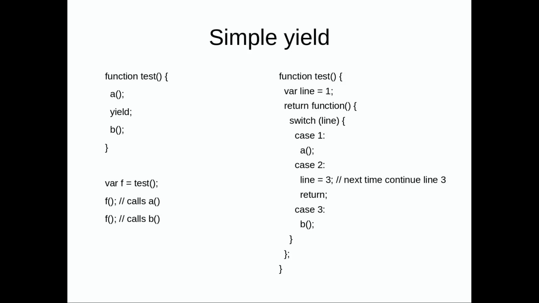And on the right-hand side, you see what it would translate into, slightly abstracted, in my code. So you can see that it starts at line 1, and then in case 1, it will do the call to A. It will then set line to 3 and return. The next time that you call F, the line will still be 3, so it will jump to case 3 and will continue with B, and then return naturally. This is basically how we yield in ES5.